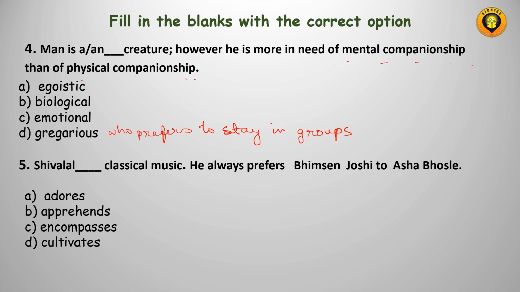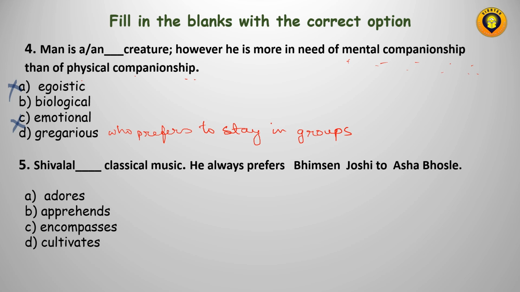Now if I say man is an egoistic creature, every man will not be egoistic, right? Ego is a kind of specific attribute, and it doesn't mean that every person will have ego. So we will first eliminate egoistic logically, because all are not egoistic. If I say man is an emotional creature, however, he is more in need of mental companionship than of physical companionship, is it really fitting? The emotional attribute has already been mentioned here, right? So we don't need emotional again. It is better to eliminate emotional.